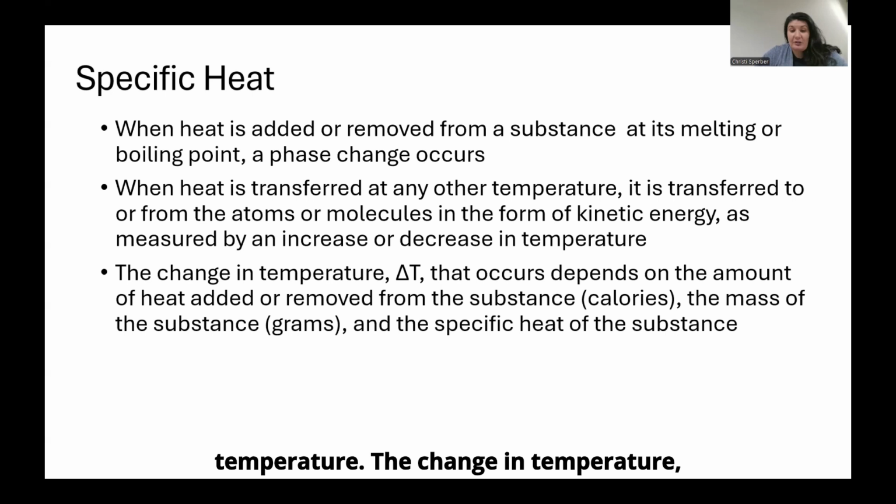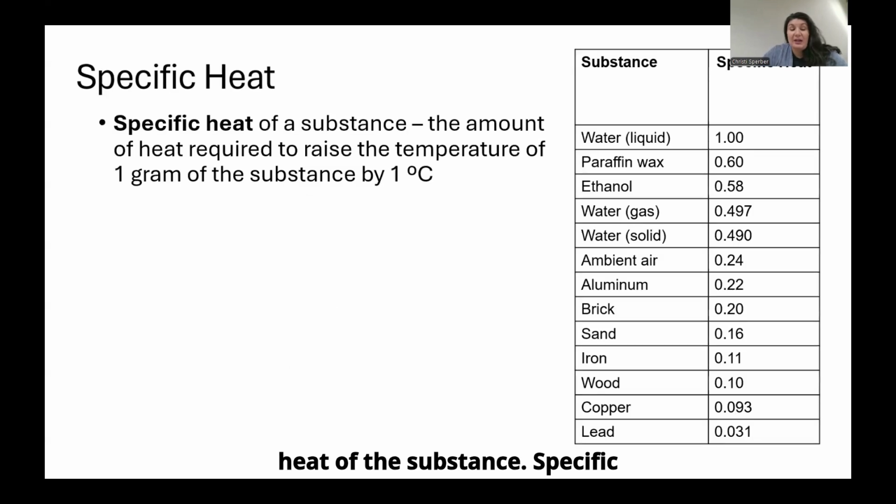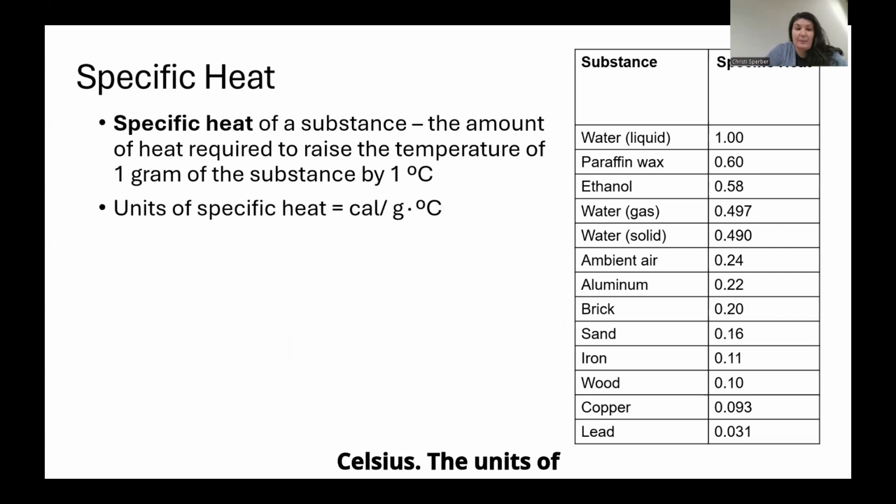The change in temperature, also known as delta T, that occurs depends on the amount of heat added or removed from the substance, and the unit for that is calories, the mass of the substance in grams, and the specific heat of the substance. Specific heat of a substance is the amount of heat required to raise the temperature of 1 gram of a substance by 1 degree Celsius. The units of specific heat are calories per gram degrees Celsius.